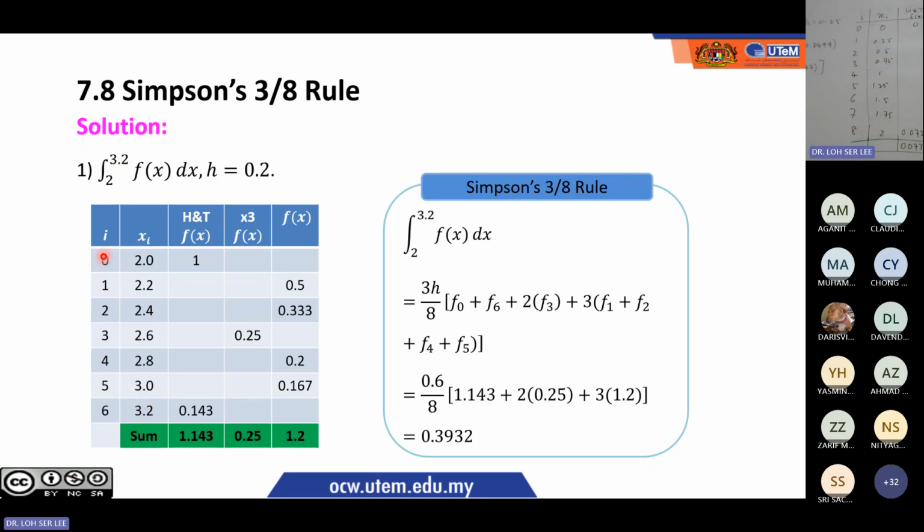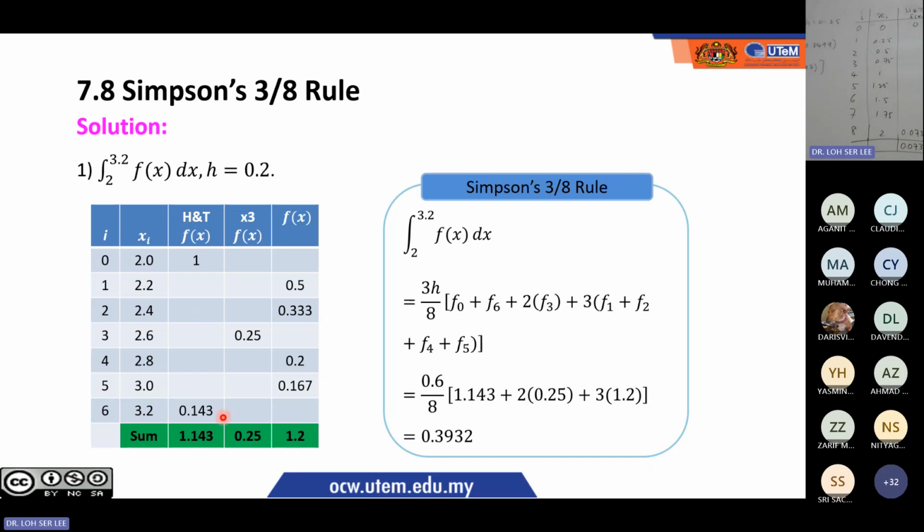Then you have to put this iteration number. So the first column for the F is head and tail. And the second FX column will be multiple of 3. Multiple of 3, that means 3, 6, 9. This is the only one because 6 is already taken by the tail. Then the rest of the F, you put it under the last column.